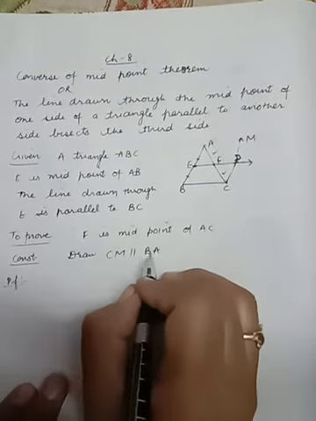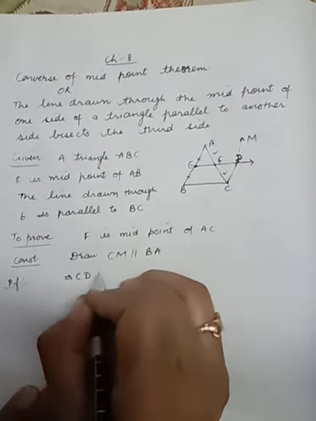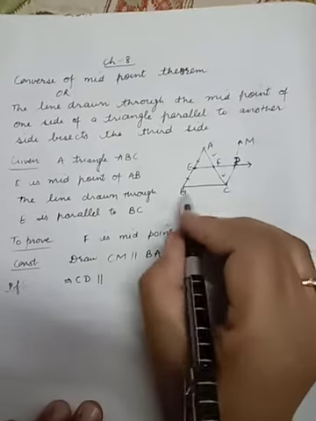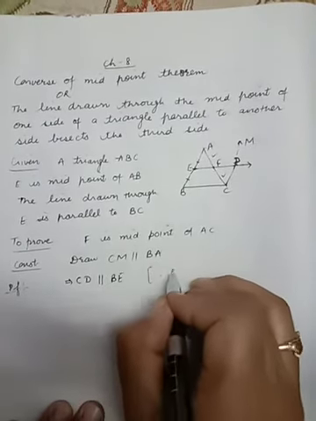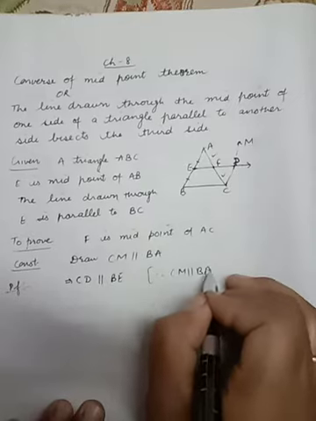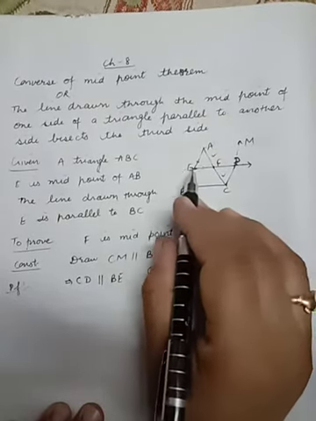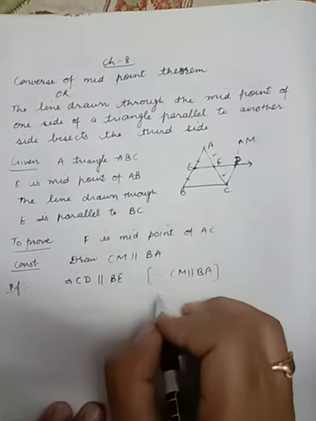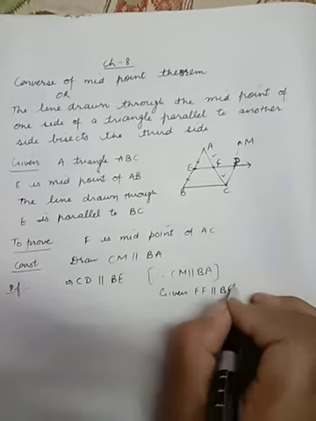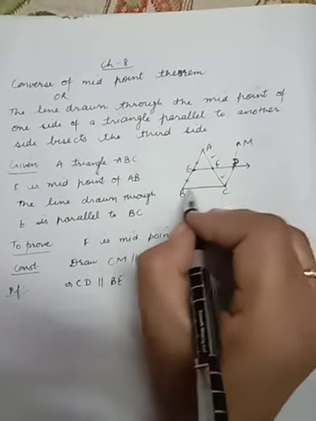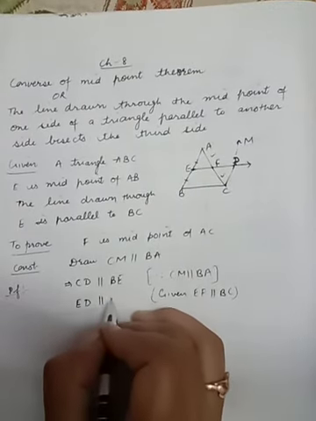CM is parallel to BA. This implies CD is also parallel to the part of BA, that is BE, because CM is parallel to BA, and this implies CD is parallel to BE. Also given EF is parallel to BC. Given EF parallel to BC, it implies its extended line is also parallel to BC. This implies ED is parallel to BC.